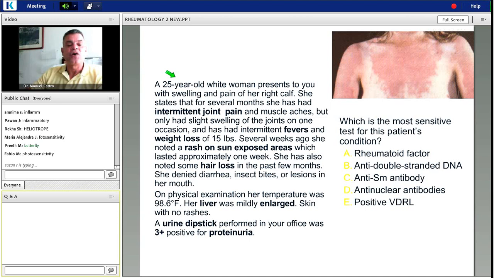She had also noted some hair loss in the past few months. She denies diarrhea, insect bites, or lesions in her mouth. What type of insect are you thinking about in this patient? If she denies insect bites, what insect can cause bilateral joint pain? There we go, good, very good. Yes. Remember that Lyme disease can cause this joint pain that could be confused with SLE, rheumatoid arthritis, and all these other things, right? And it causes a rash, but it doesn't cause a photosensitivity rash. What is the rash of Lyme disease called?